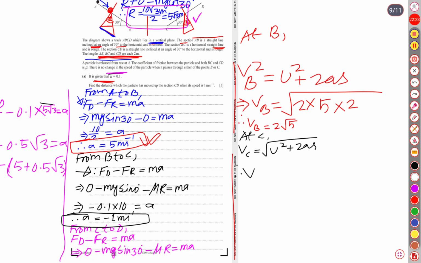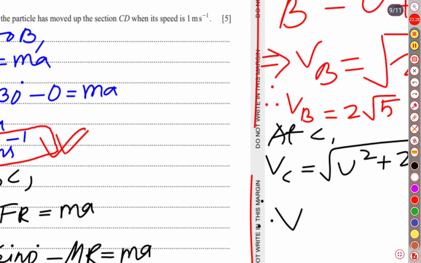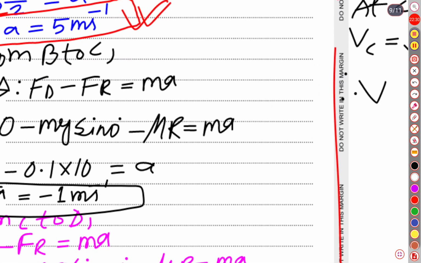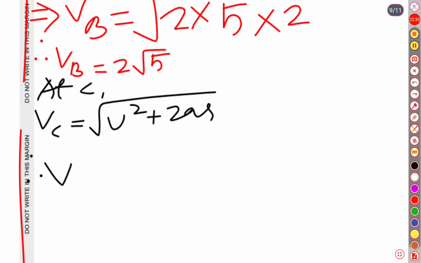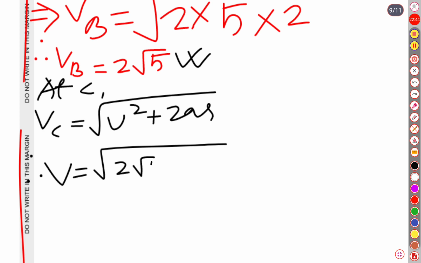I will have to zoom it out. So at C, our acceleration was negative 1 meter per second squared. Let it be applied here, equal to square root of initial velocity squared. This is the initial velocity at B, so it is 2 square root over 5, squared, and minus, acceleration was negative and it was 1. Displacement is 2 because we have already seen that each of the parts is of length 2 meters.